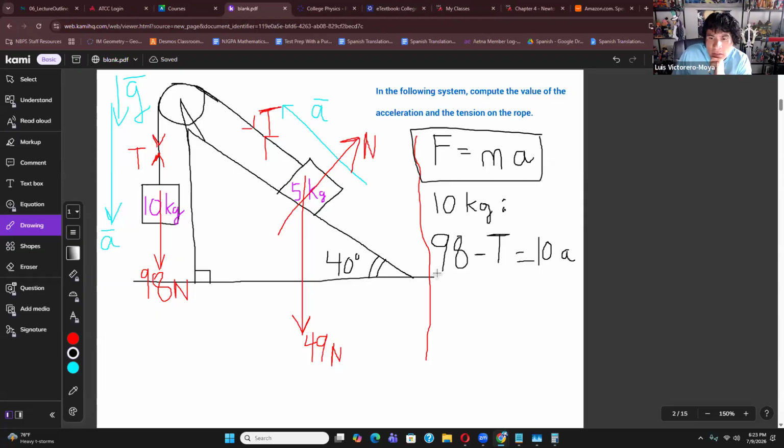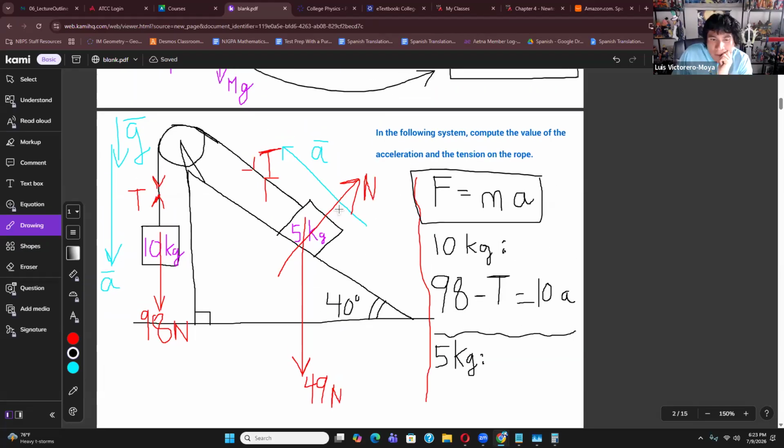So for this one, it's easy. That's like the Atwood machine that we did yesterday. For the 5 kilogram, you have to be careful though. What is the equation for the 5 kilogram mass? Okay, you see the weight is acting like this, the normal is acting like this, but there is an angle of 40 degrees. This mass is on an inclined plane.